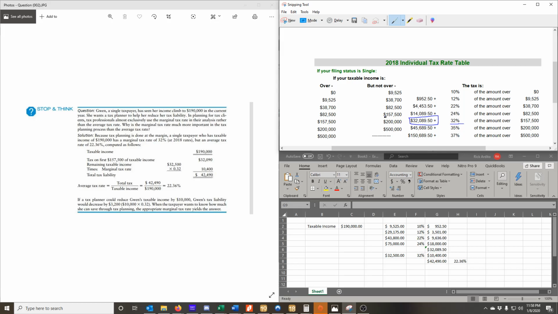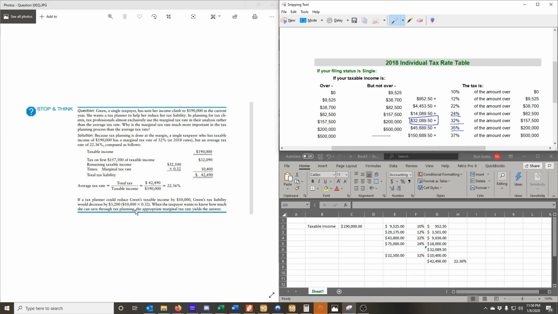If we were somehow able to get deductions below 157,500, additional deductions would only save us 24%. However, if we made additional money over 200,000, then additional income over 200,000 would cost us 35% in tax. So that's why when we're doing tax planning, we're utilizing the marginal rate. So the example says, if a tax planner could reduce Gwen's taxable income by $10,000, Gwen's tax liability would decrease by 3,200, 10,000 times the 32% rate that she's currently living in.